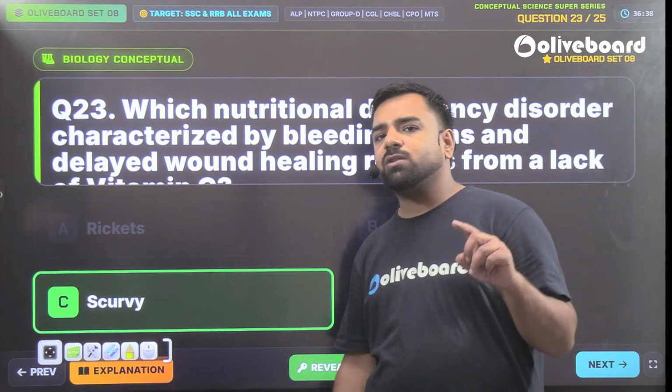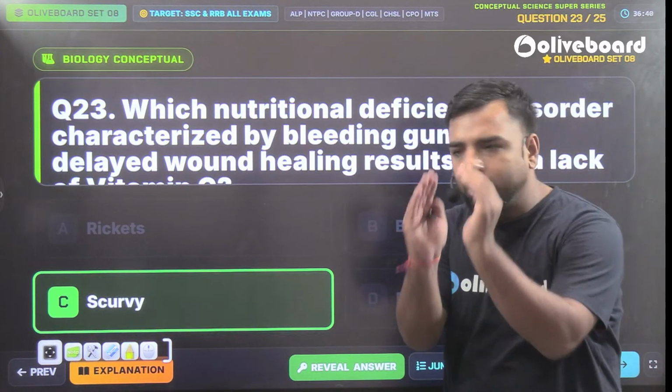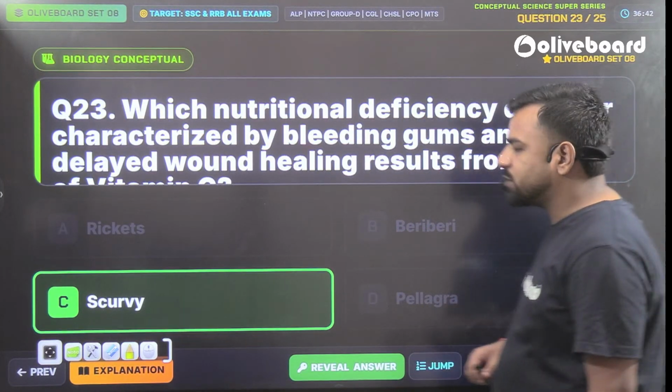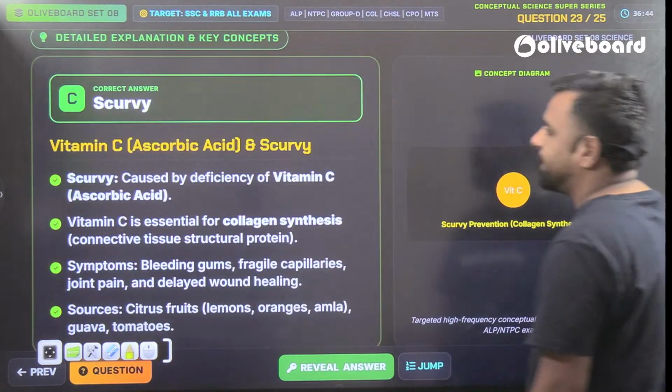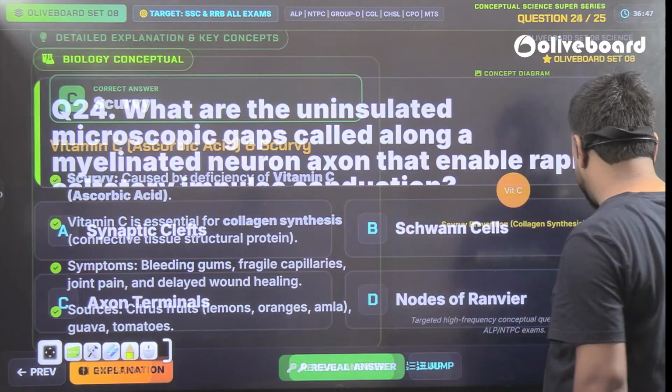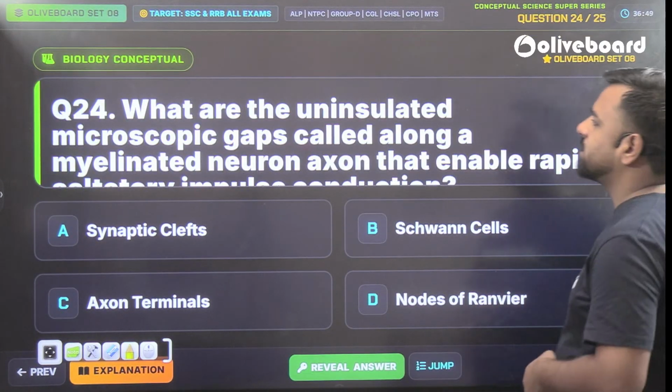Rickets, that's caused because of lack of vitamin D. That's the bowing of the legs. Beriberi, it's caused because of lack of vitamin B. Next, so vitamin C's chemical name is ascorbic acid.